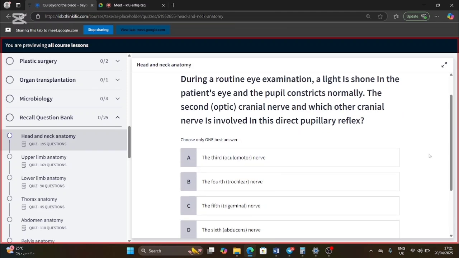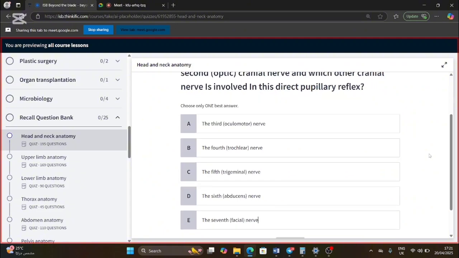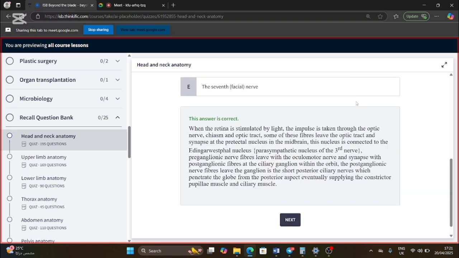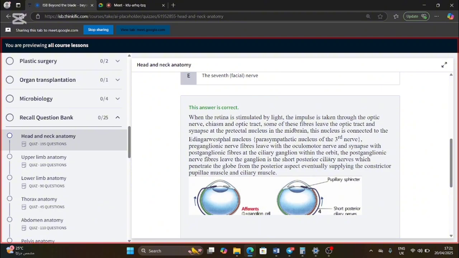During routine eye examination, light is shone in the patient's eye and the pupil constricts normally. The second cranial nerve, the optic, and which other cranial nerve is involved in this direct pupillary reflex? Optic and oculomotor, the third. Okay, that's the correct answer. It's option A.